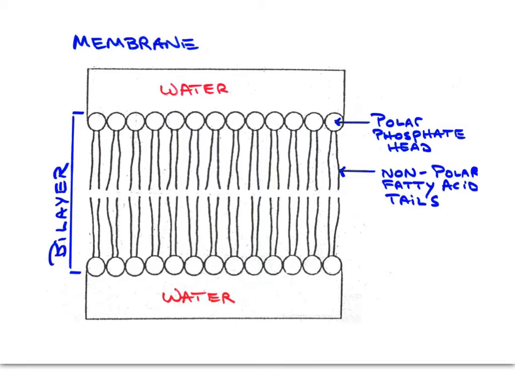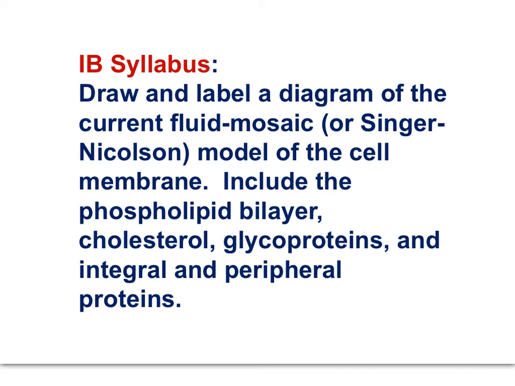Amphipathic. This diagram shows the fundamental structure of biological membranes. A phospholipid bilayer. Notice the polar phosphate heads are attracted to water on each side of the membrane, while the non-polar fatty acid tails interact with each other to the interior of the membrane, non-polar with non-polar. The relationship between water and the amphipathic phospholipids provides membrane integrity. So the phospholipid bilayer is the fundamental structure of membranes, but membranes have other components as well.